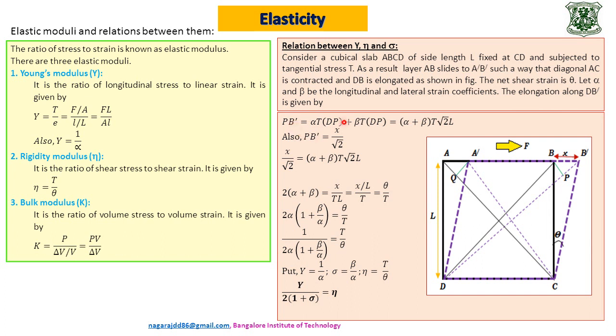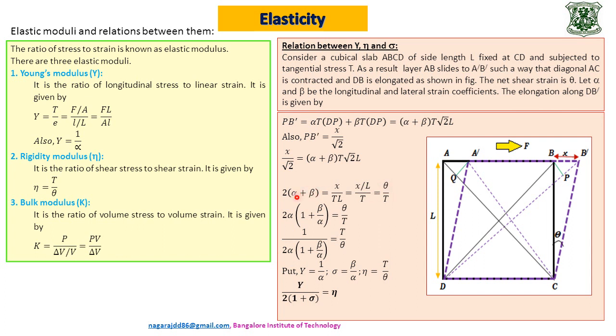Well, we have PB dash equals so much, PB dash equals x by root 2. So equate both of them. Then it becomes x by root 2 equals alpha plus beta into T into root 2L. Cross multiply, root 2 into root 2 becomes 2. 2 into alpha plus beta equals x by TL, that is equal to x by L by T. x by L is nothing but theta, angle of shear. So it is theta by T.